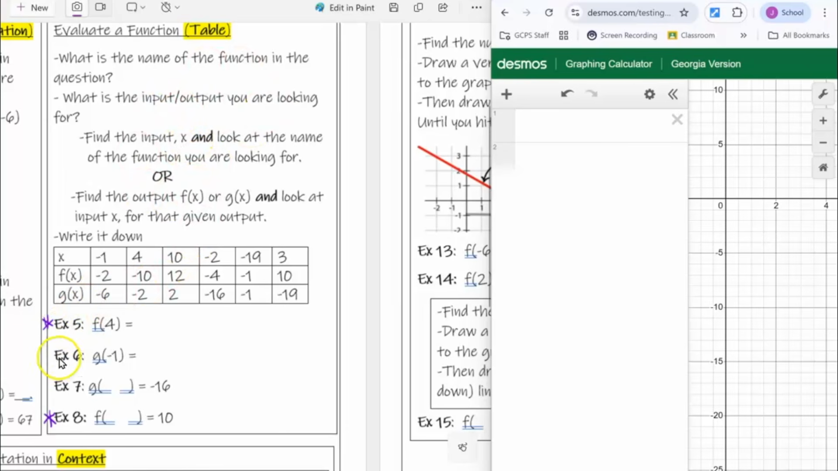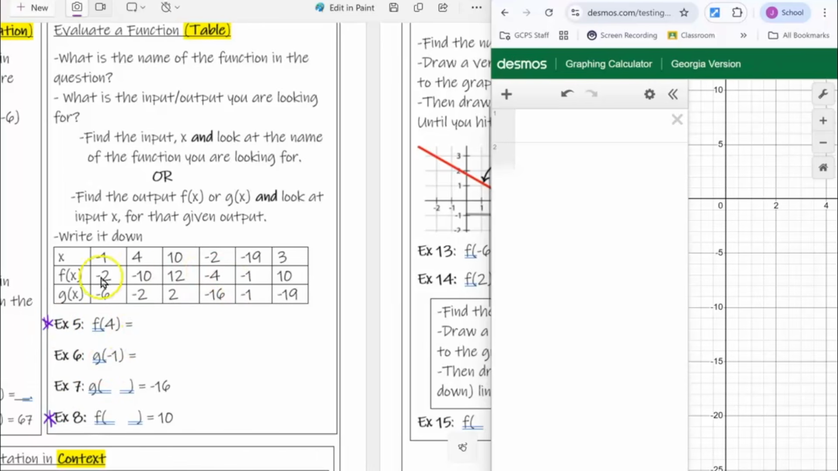If you look at the questions, it says f of 4, g of negative 1, g of blank, f of blank. So if you notice in your table, f and g are the names of your function. So this is the function f of x for these given inputs, and this is the function g of x for these given inputs. So you just have to be mindful as to what you are answering. So I'm going to do the function f, and you can do the function g. So I'm doing 5 and 8, and you're going to do g.